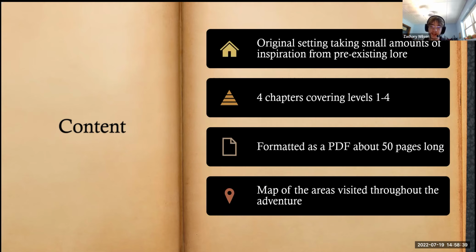These 4 chapters will be compiled into a PDF, and I expect that PDF to be about 50 pages long, probably a little more than that when everything's said and done. The other thing I'm doing for this project is creating a map of everywhere that the adventure takes place. I will talk a little bit more about that part later.